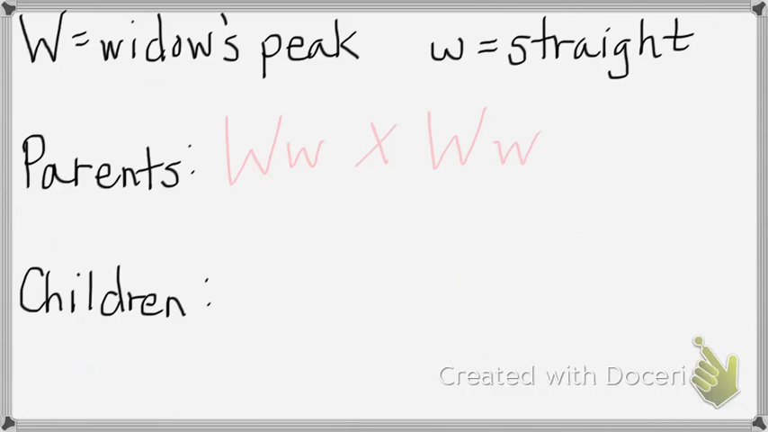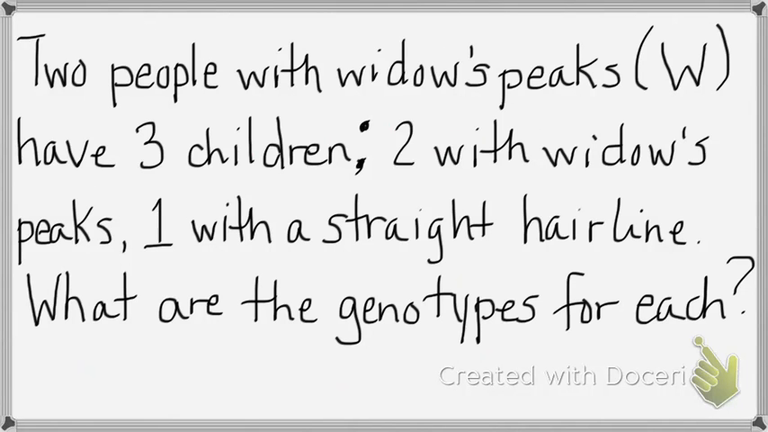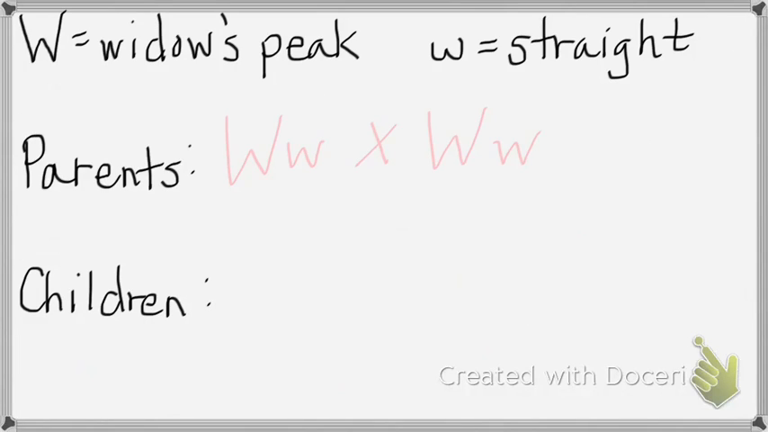Parents are big W, little w. I'm going to go back because it said the two people had widow's peak. So I know they have at least one big W, yes? But how do I know they're big W, little w? Because they have a kid that has a straight hairline. There's only one way that happened, and they had to be heterozygous.